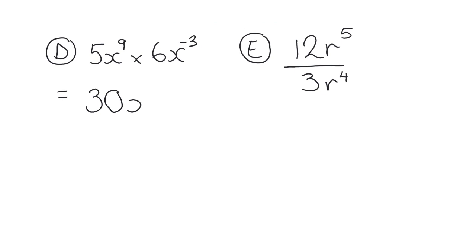So again, be very careful. We're not doing 9 plus 3 because that would give us 12. It's 9 plus a negative 3. So that's 9 take away 3, which is 6. So 30x to the power of 6.